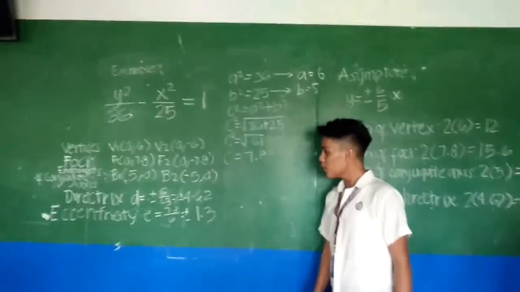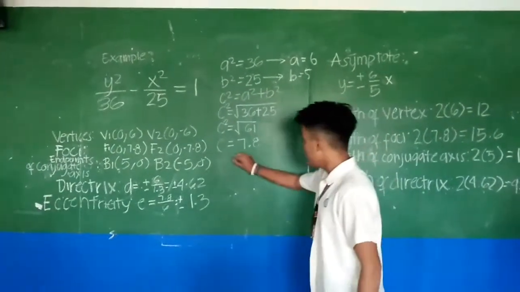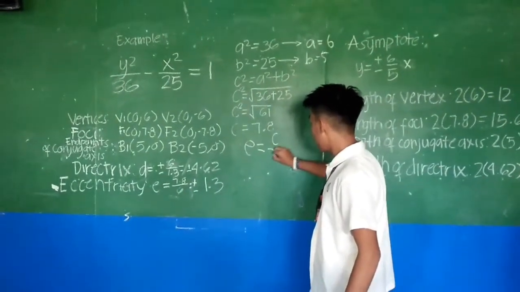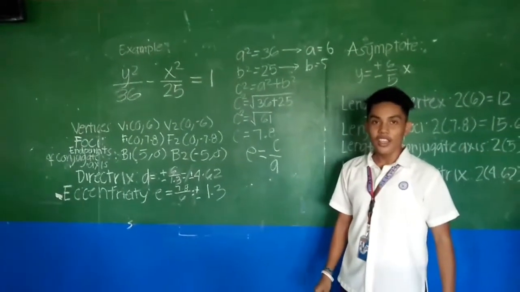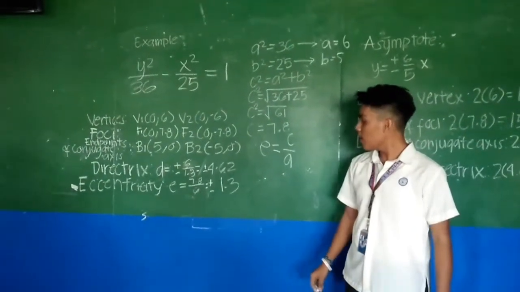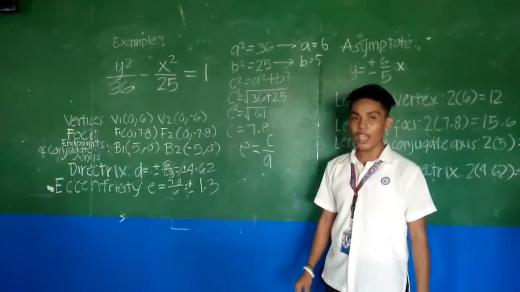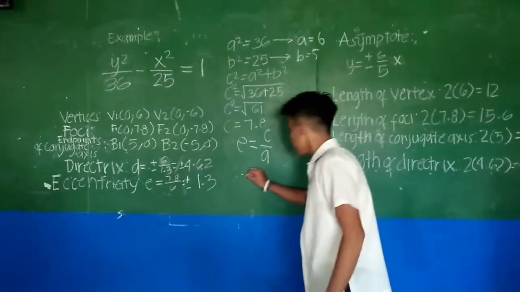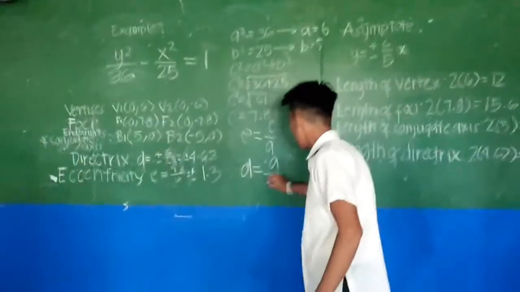Now, we're going to find the value of the eccentricity using the formula e equals c over a. So the answer will be 1.3. Now that we know the value of the eccentricity, we will be able to find the value of the directrix using the formula d equals a over e.